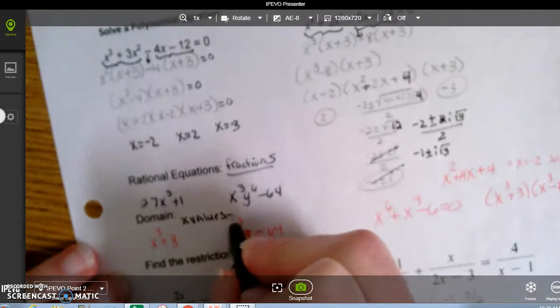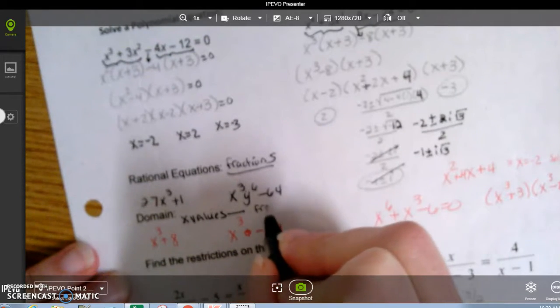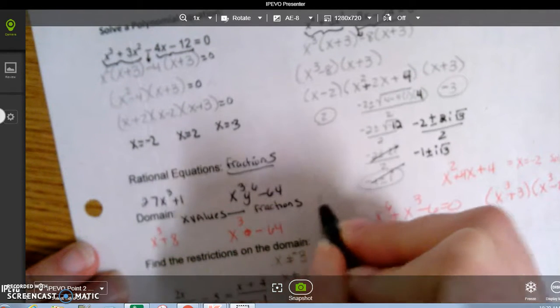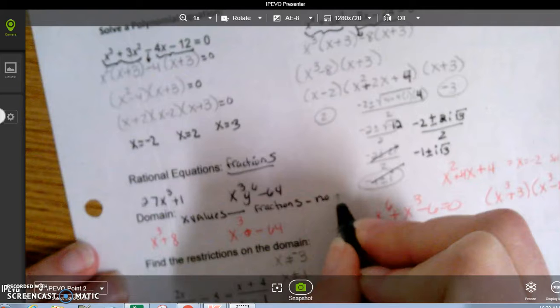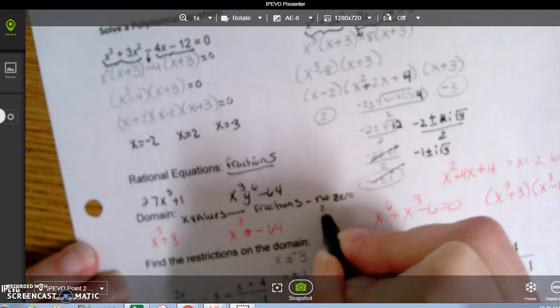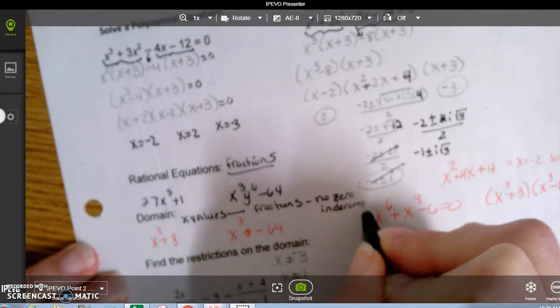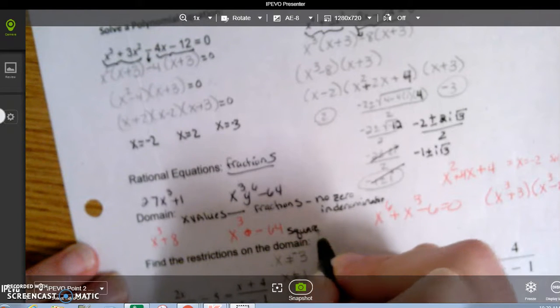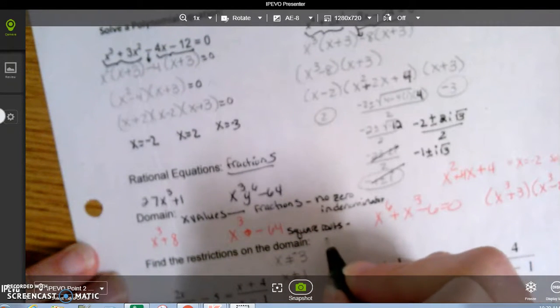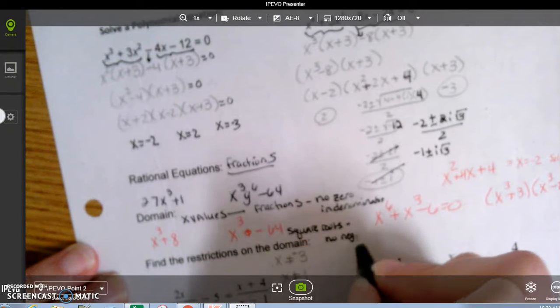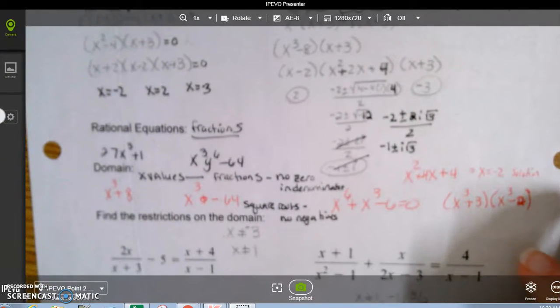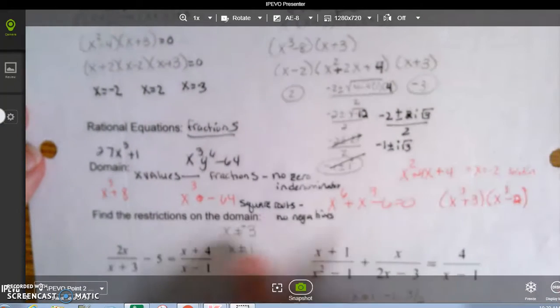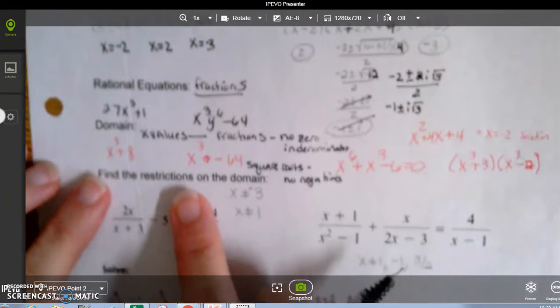So with domain, my x values are restricted with fractions, because with fractions I can have no 0 in the denominator. And I'm also restricted with square roots, because with square roots you cannot have negatives. Now, I can have negatives, but then my answers are not going to be real solutions. So we're looking for our problems to have real solutions. Okay? So here we're asking you to find the restrictions on the domain.